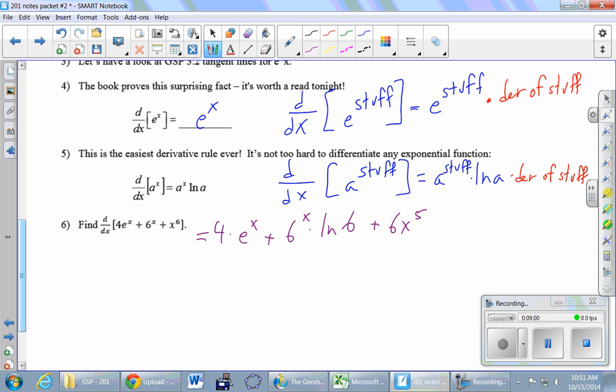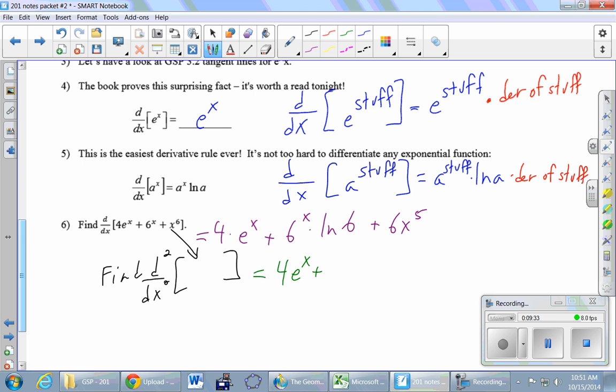One last thing I didn't ask for in the packet, but I'm going to add here, is let's find the second derivative of that original thing. So we're just going to find one more derivative. Okay, so now we're working off of purple, which is the first derivative. So we're just going to take the derivative of purple. What's the derivative of 4e to the x? It's 4e to the x, it doesn't change.